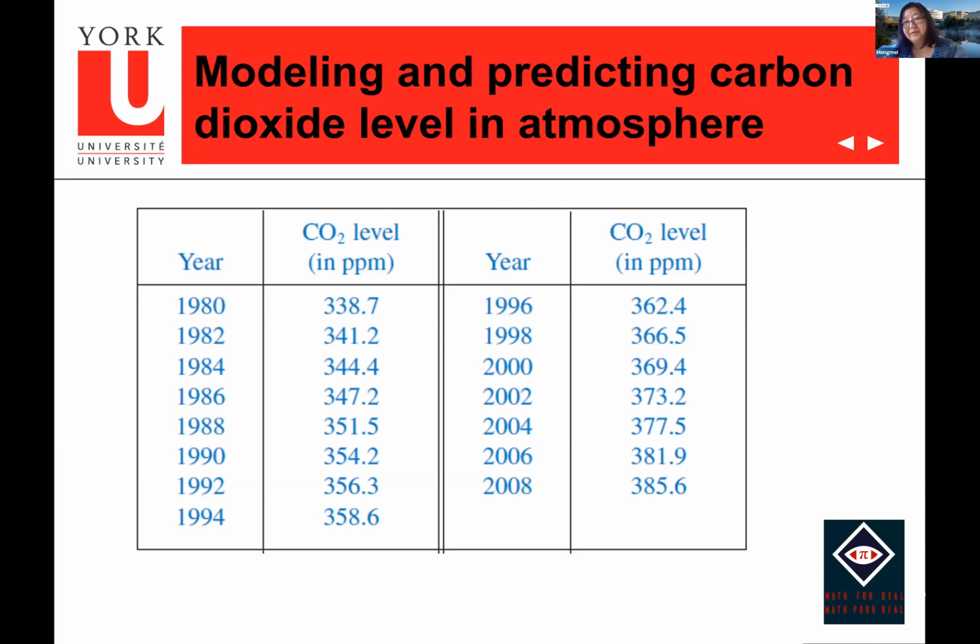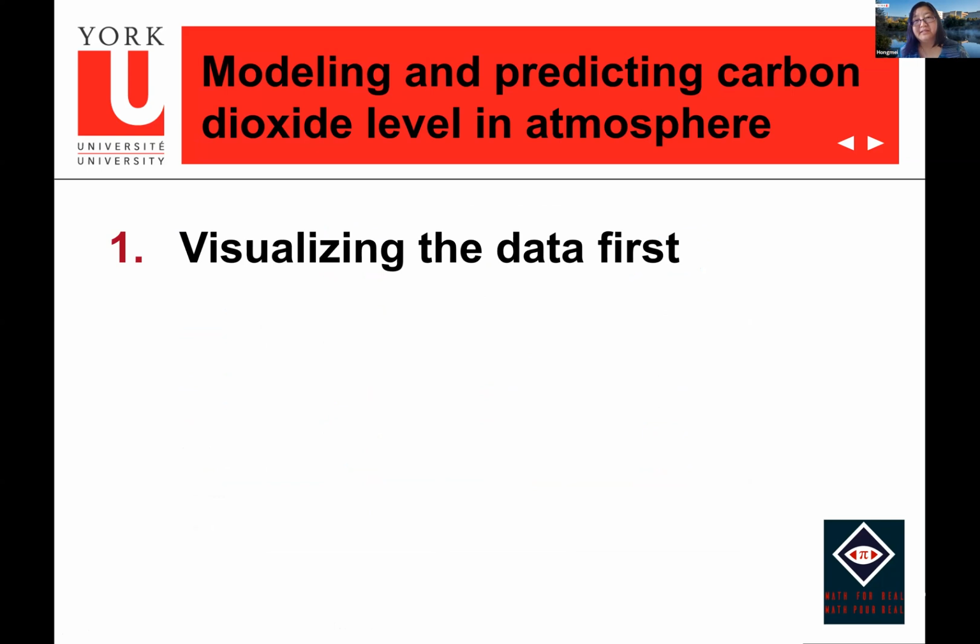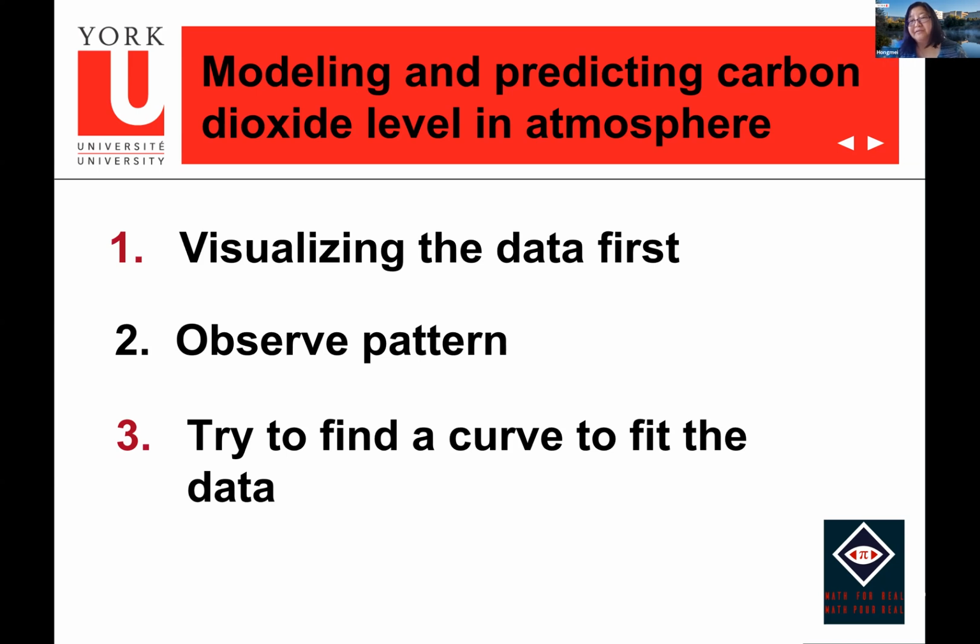It's certainly increasing, right? It starts from 338.7, and then in 2008 it is 385.6, so it's certainly increasing. Looking at the numbers this way may not give us a direct impression of how the CO2 level changes over time. So sometimes our approach is to visualize the data differently. We plot them, look at the patterns, see how this pattern can fit into a mathematical curve, and then we can use this curve to predict the future.